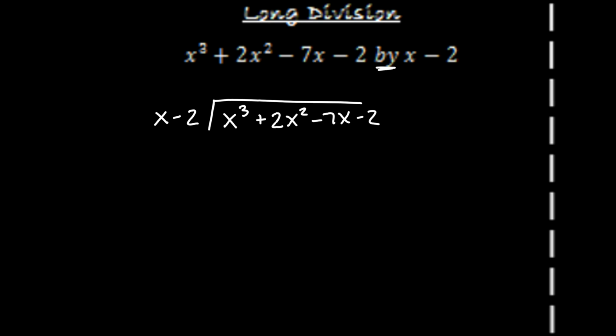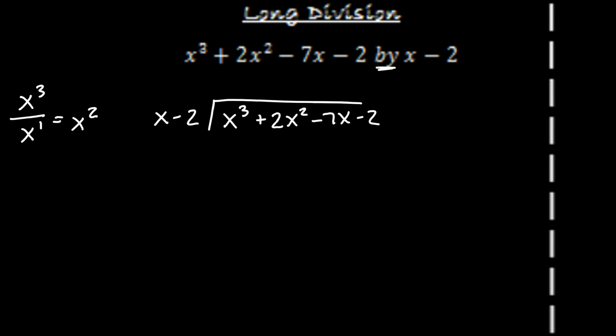Okay, so what you're going to start doing is you look at the very first term of the thing you're dividing, the x cubed, and you're going to ask, what is x cubed divided by x? X squared. Now, you don't need to write this, but what happens when we're dividing variables with exponents? You subtract them. So there's an invisible 1 here. Always a 1. So what is 3 minus 1? So x cubed divided by x is x squared.